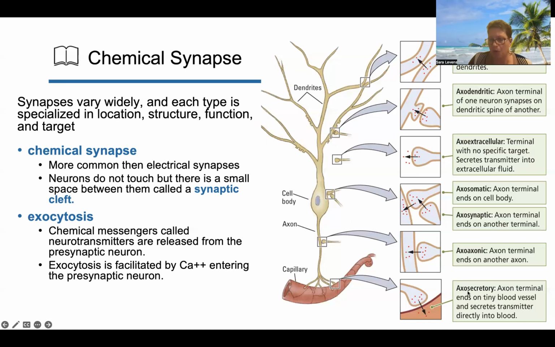And then the axosecretory. This is where an axon terminal ends on a tiny blood vessel and secretes the transmitter directly into the blood. This is also what we would most likely see with hormones. So you can see all of these different types of chemical synapses. Each of these synapses is specialized in location, structure, and function, as I said, and each of them has a target. These are all the different types of connections you can have.